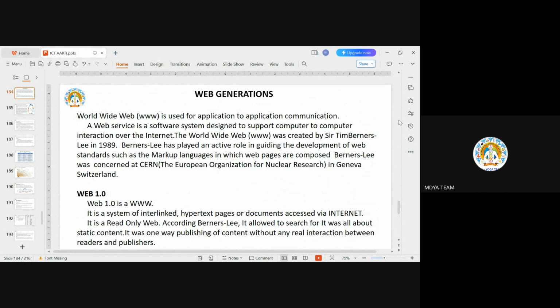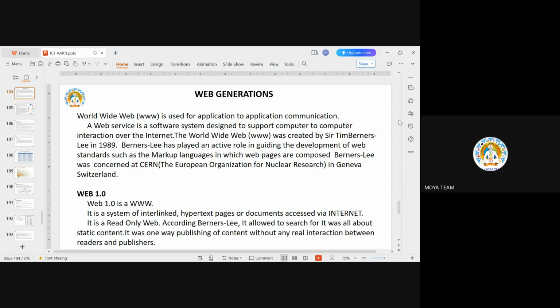There is a system software designed to communicate, to interact with other computers by the use of the internet. The World Wide Web was created by Sir Tim Berners-Lee, as we discussed in yesterday's class, in 1989. Berners-Lee has played an active role in guiding the development of web standards such as markup languages. As we know, HTML is used in the World Wide Web.